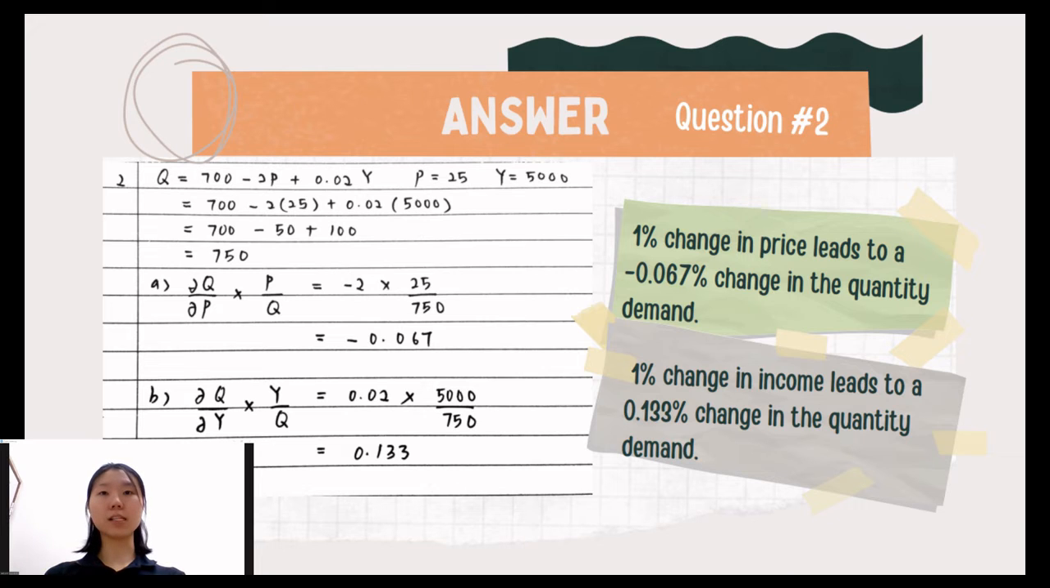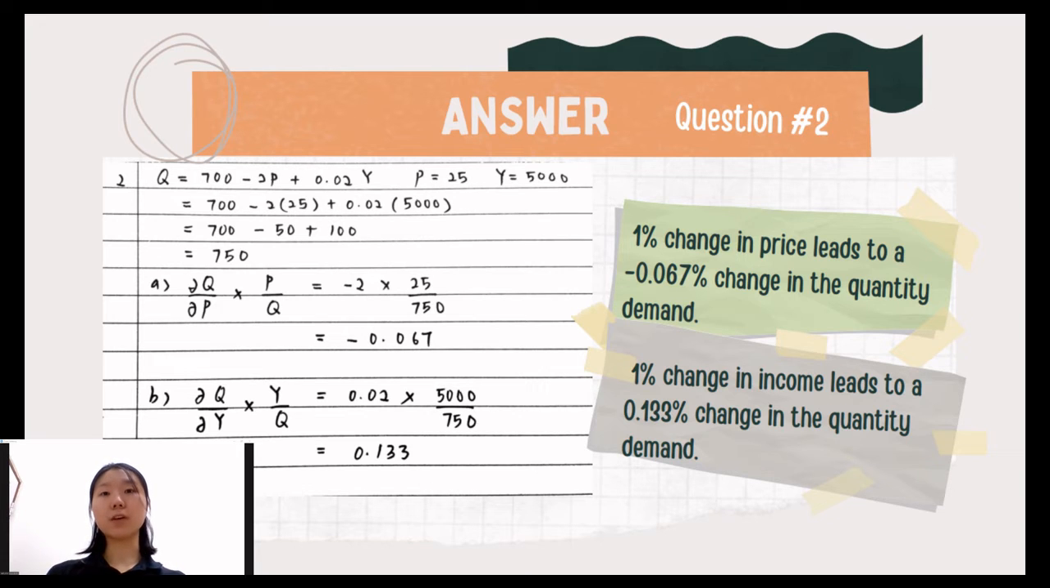Next, question 2b is find the income elasticity of demand. Same with the price elasticity of demand, for the income elasticity of demand, we also use the partial derivative because we want to know how much the quantity demand will change by 1% change in income. And we use it times Y over Q in order to find the income elasticity of demand. It can be written as delta Q over delta Y times Y over Q.